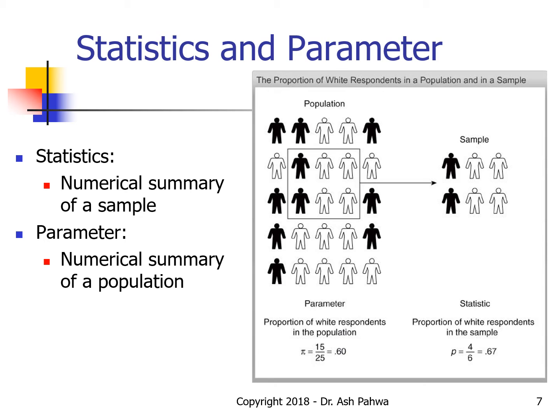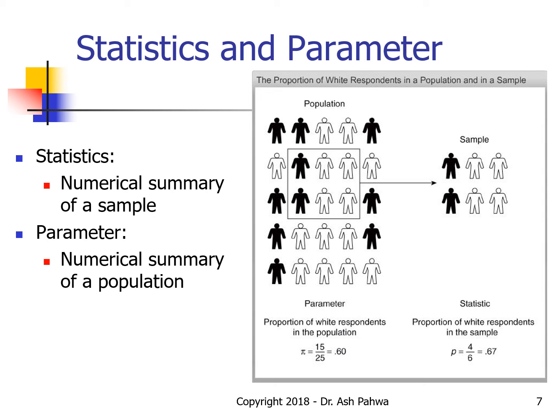As you can see, the sample total is 6 individuals and 4 of them are white. So the proportion in the sample is 4 out of 6, which is 0.67.